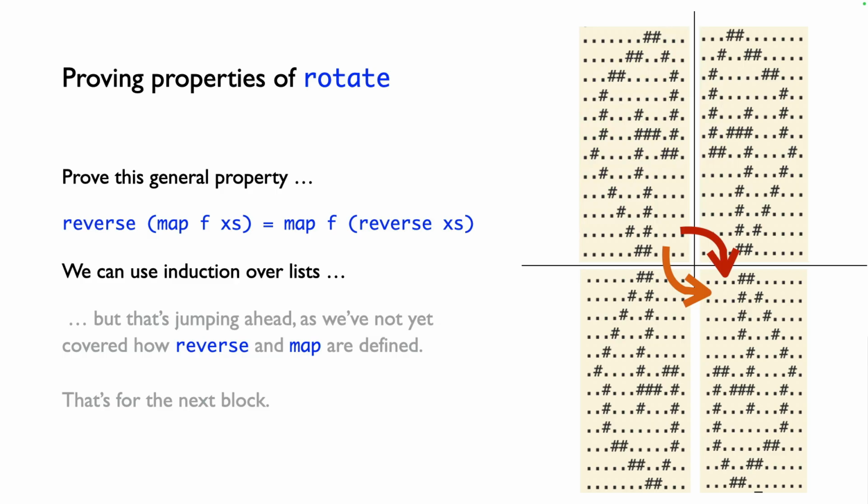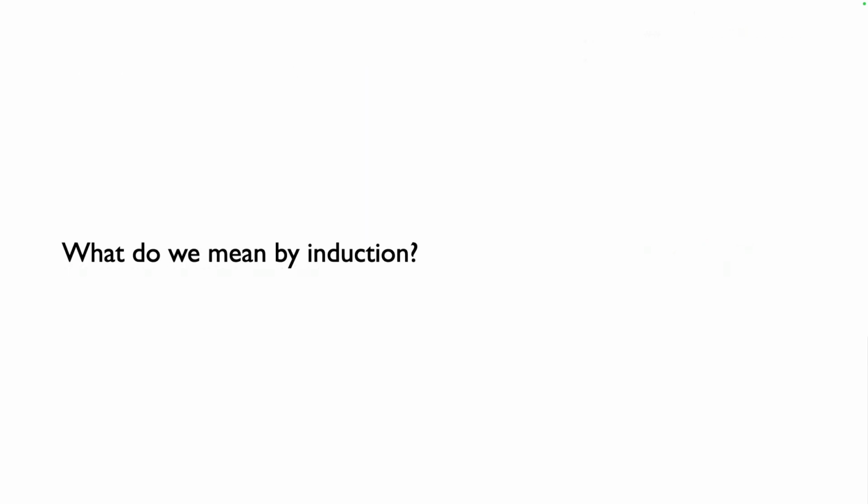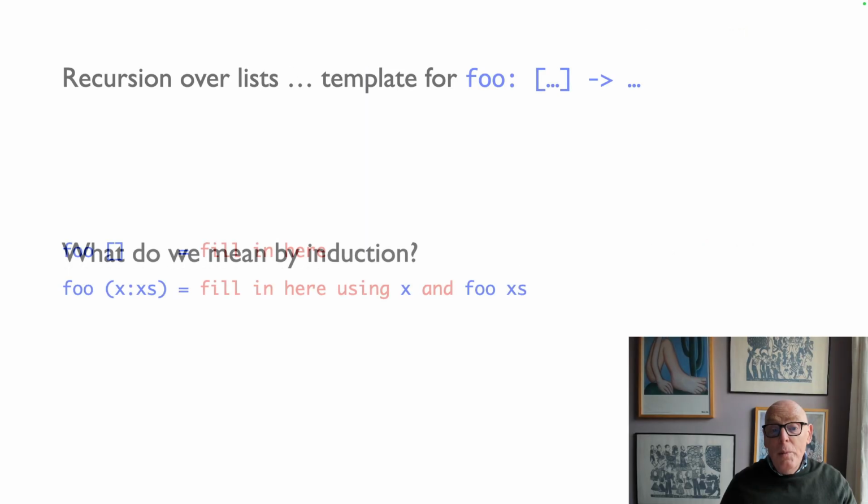It doesn't matter whether we do the map before or after the reverse, or conversely, it doesn't matter whether we do the reverse before or after the map. And in order to do that, to prove that for all x's, or for all finite x's, we use what's called induction over lists. So let's talk about what that means. What do we mean when we say induction? Well, what do we mean when we say recursion over lists?